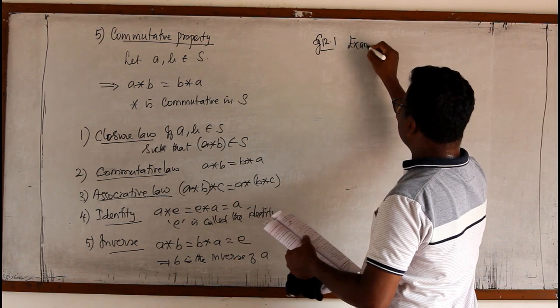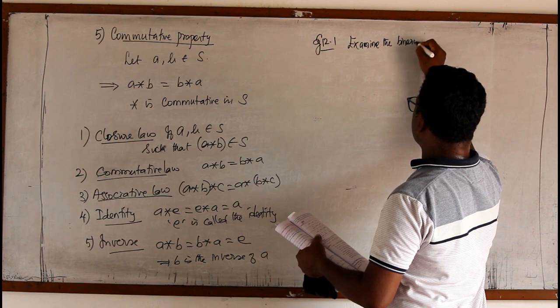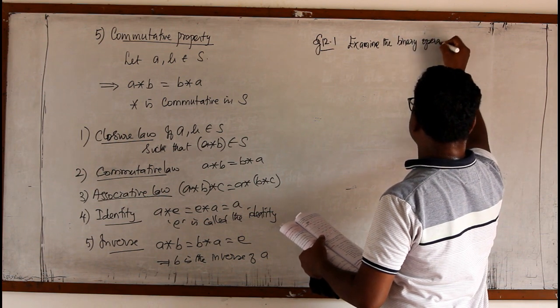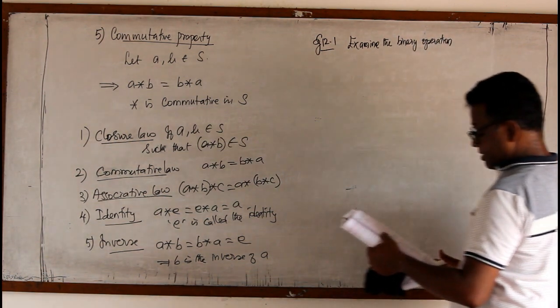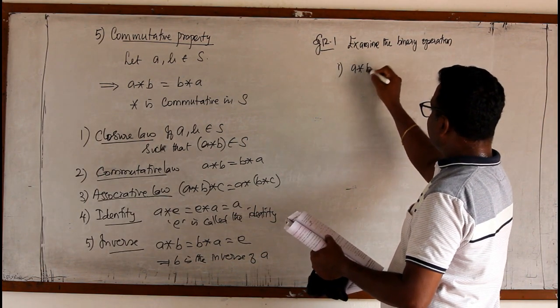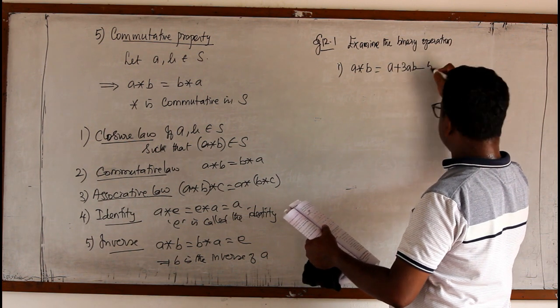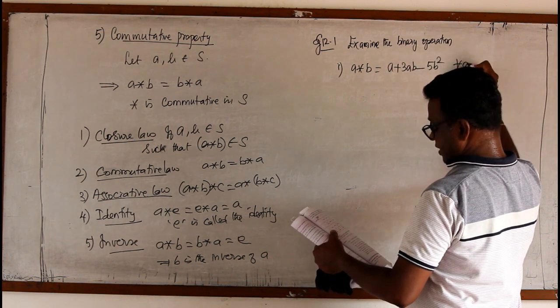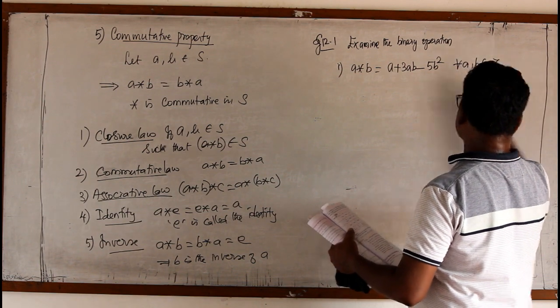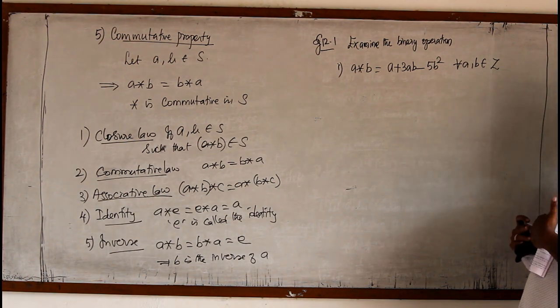Examine the binary operation. So first of all, we must know whether this operation is existing. First one, A star B equal to A plus 3AB minus 5B square for every A, B belongs to Z. That means, is this operation existing in this set? That's what we have to check.